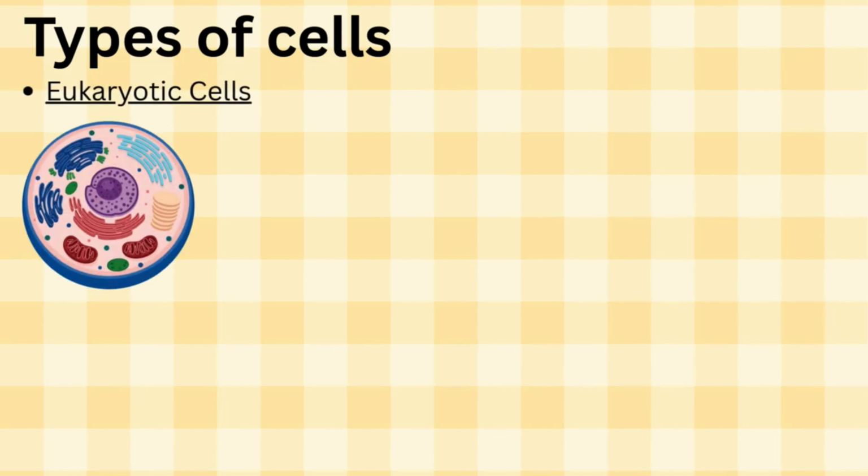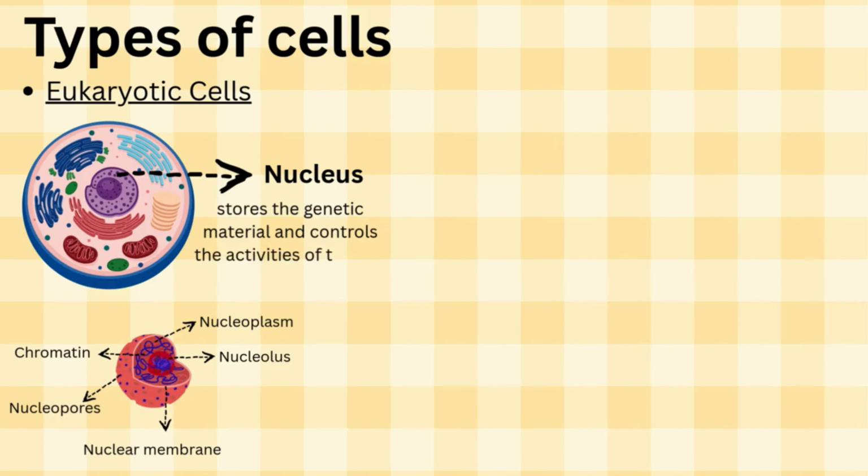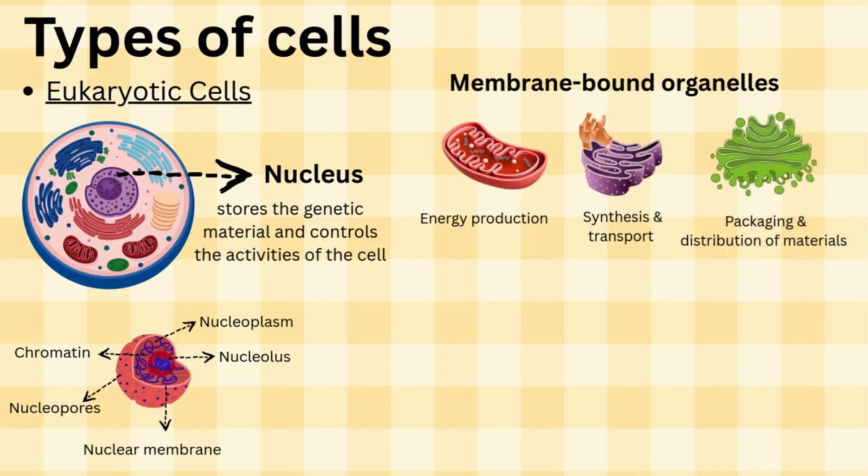Eukaryotic cells are larger and more complex. Unlike prokaryotic cells, they contain a true nucleus surrounded by a nuclear membrane. This nucleus stores the genetic material and controls the activities of the cell. Eukaryotic cells also contain membrane-bound organelles, each performing specific functions inside the cell. Examples include mitochondria for energy production, endoplasmic reticulum for synthesis and transport, Golgi apparatus for packaging and distribution of materials.